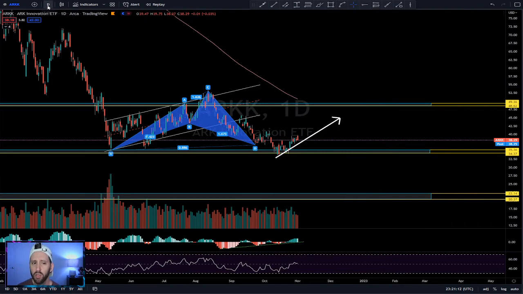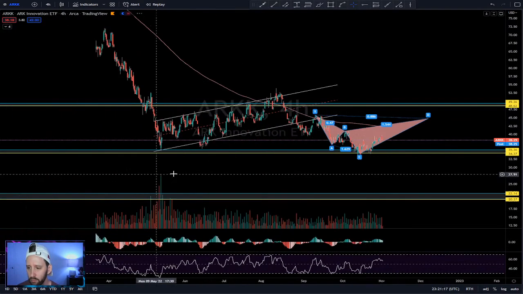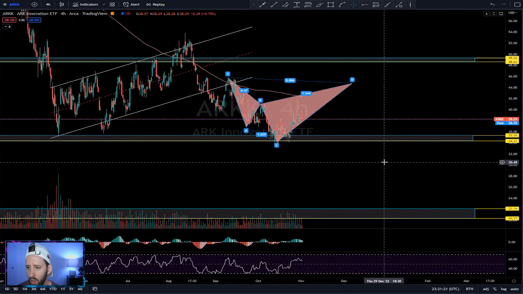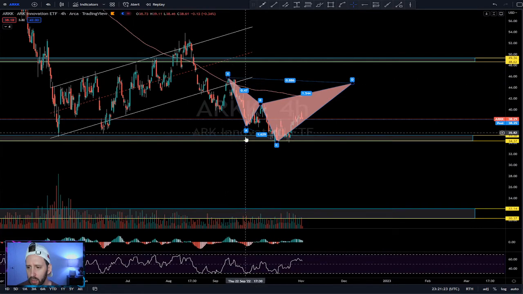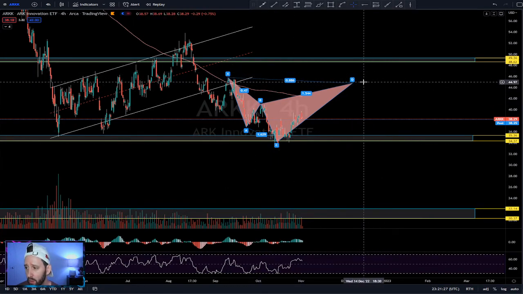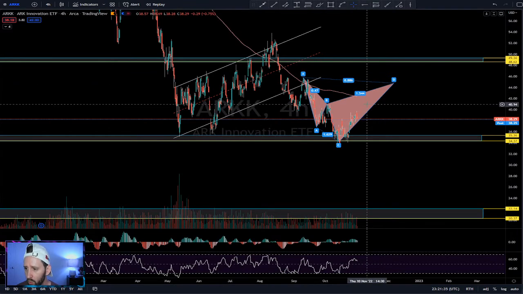I think the story gets a little more defined when we break it down on the 4-hour. So I do think you have this new potential wave structure developing. If we can see the X, the A, the B, the C, the pattern completion zone on D is about 44.89. So this would be your first profit taking level. This possibility becomes more real once we do break the B point of this pattern.